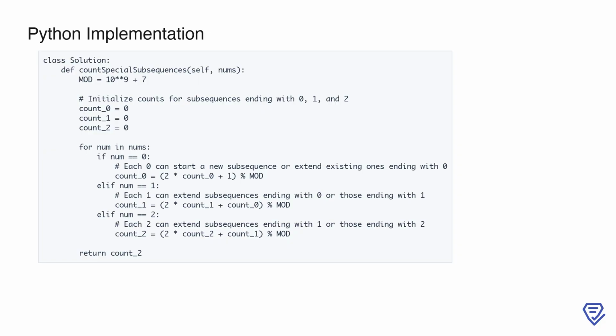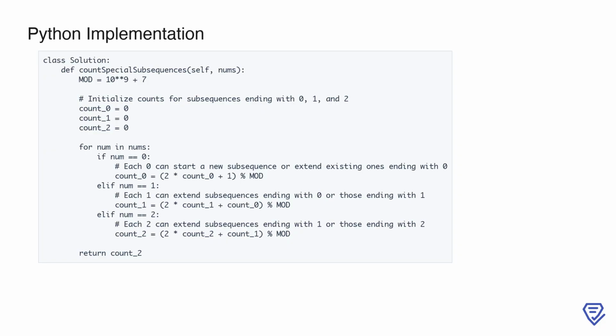For each 1, it can extend existing subsequences ending with 0, forming subsequences like 0-1, or extend existing subsequences ending with 1. Hence, count_1 is updated as 2 * count_1 + count_0. For each 2, it can extend subsequences ending with 1, forming subsequences like 0-1-2, or extend existing subsequences ending with 2. Thus, count_2 becomes 2 * count_2 + count_1.